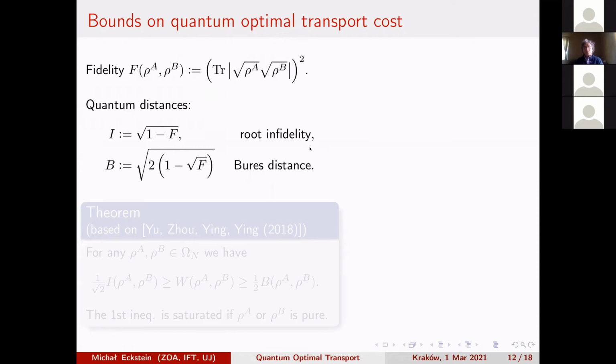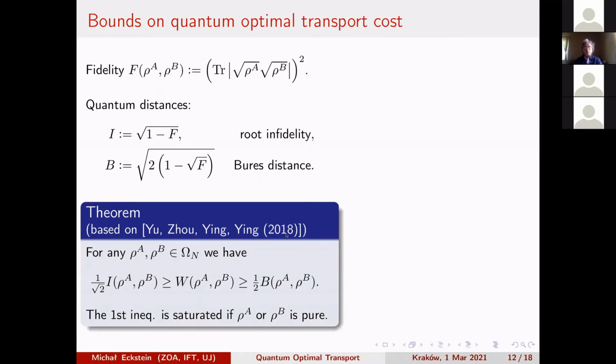And with the help of fidelity, you define many quantum distances, in particular the root infidelity and the Bourès distance. These quantities have many applications in quantum information. Using a theorem from a 2018 paper, where they had very similar results, we just translated it to our notation and took a square root. And it yields an explicit bound. So our W, recall it's just the square root of the quantum transport cost, is bounded from above by the rescaled root infidelity and bounded from below by the rescaled Bourès distance. Moreover, this inequality is saturated if either of the states is pure.